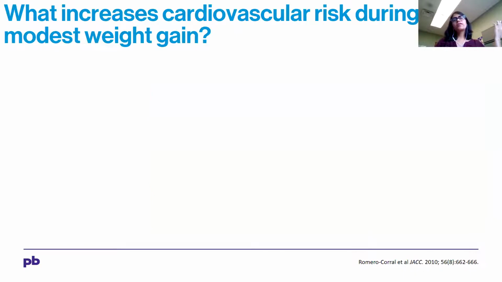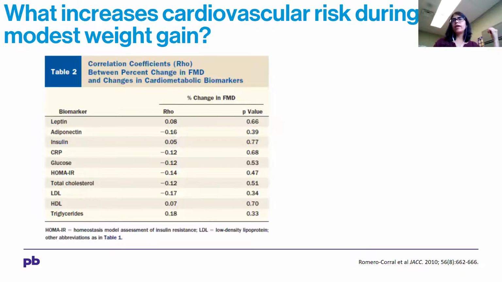So our next question was, what increases cardiovascular risk during the modest weight gain that we had caused in these study participants? The first thing we did was look at all the traditional associated risk factors. These were the lipid levels, the adipokines, the inflammation markers, or even the glucose metabolism, if there were any changes happening. And to our dismay, we found that there was no correlation at all. So none of these factors were really making a difference when it came to, say, vascular dysfunction.